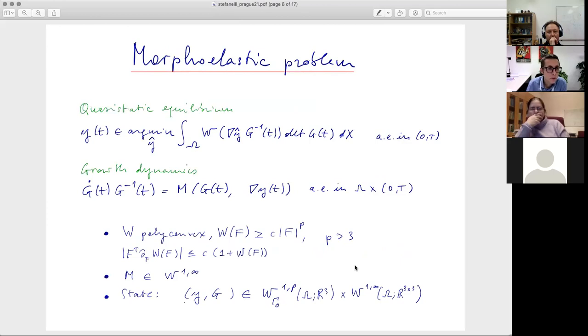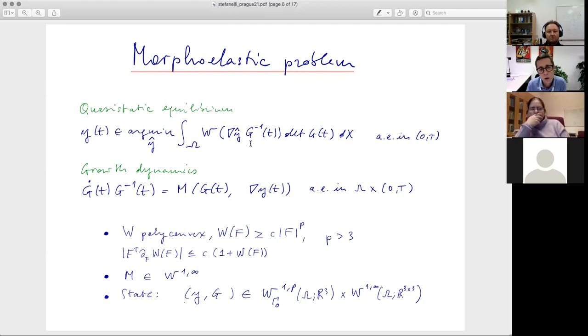So here is our morphoelastic problem. It's the combination of quasi-static equilibrium with growth dynamics. The quasi-static equilibrium is that for almost all times, my deformation has to minimize the energy given a specific growth tensor G. So G is given at time t. The energy depends on G, and Y at time t is minimizing this energy.